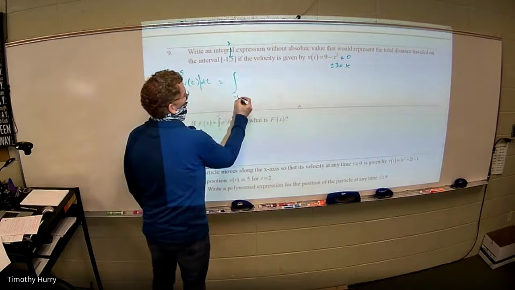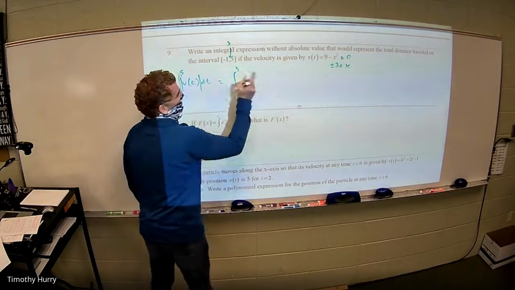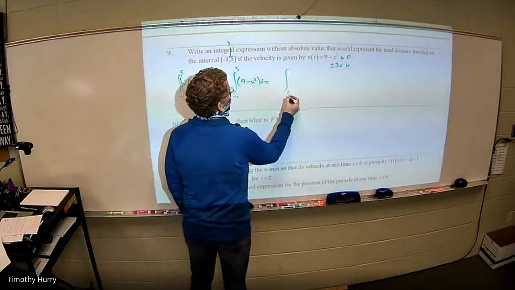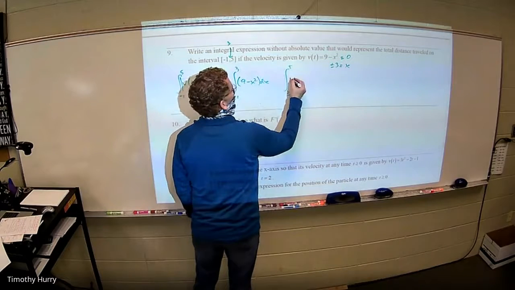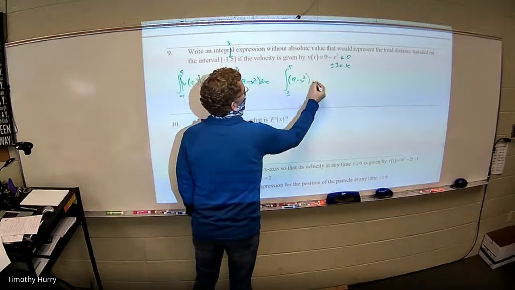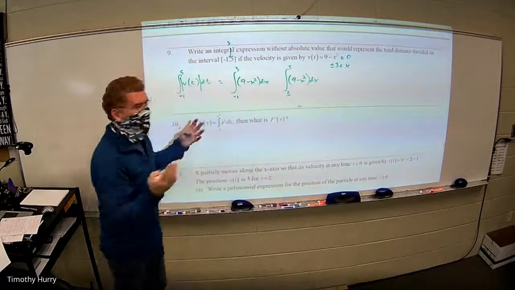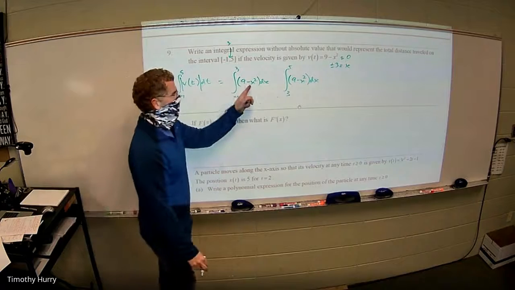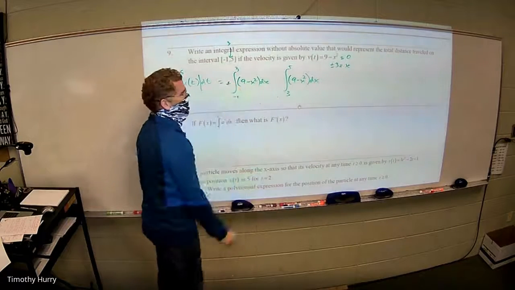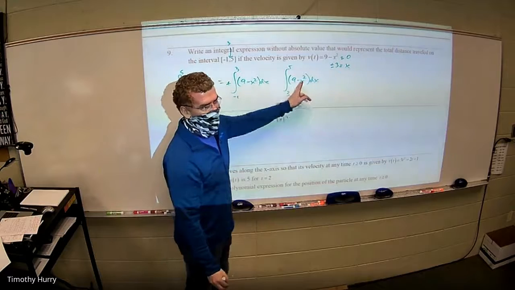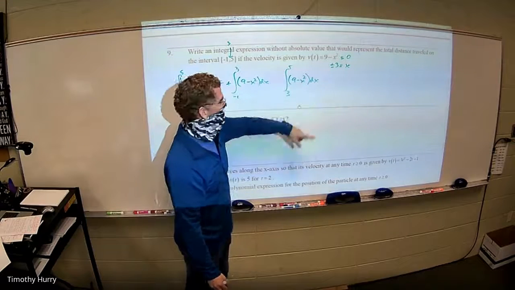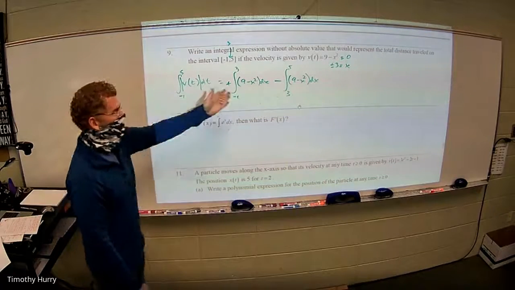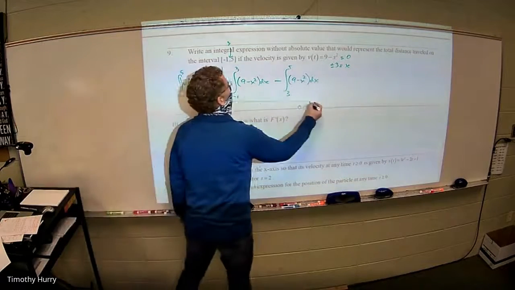So the integral from -1 to 3 of velocity, the integral from 3 to 5 of my velocity, and how do I tell which one's positive or which one's negative? I like plugging in a 0 in this one, it's positive, so I don't need to change that. If I plug a 4 in here, it's a negative y value, so it's below the axis out there, so I do need to change that. And that is the integral expression you would use to find distance.